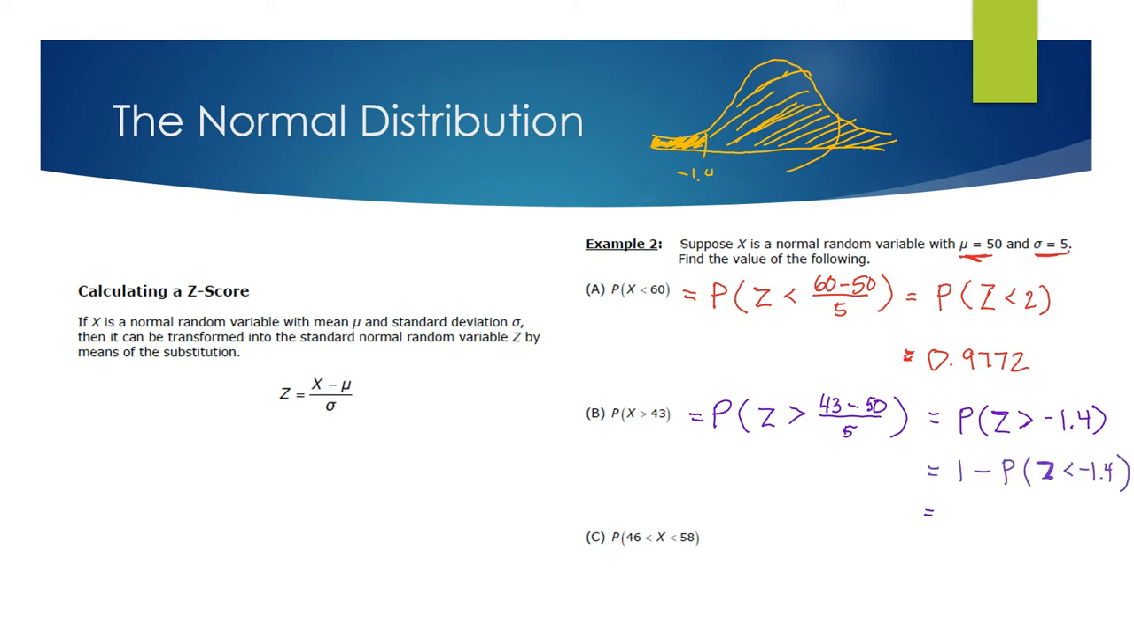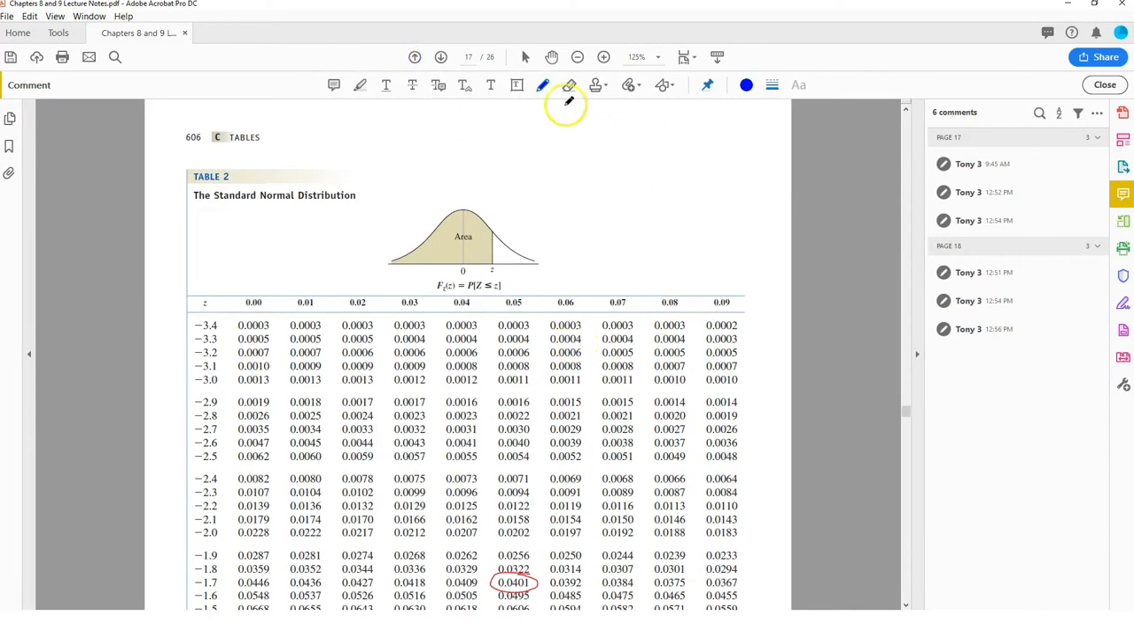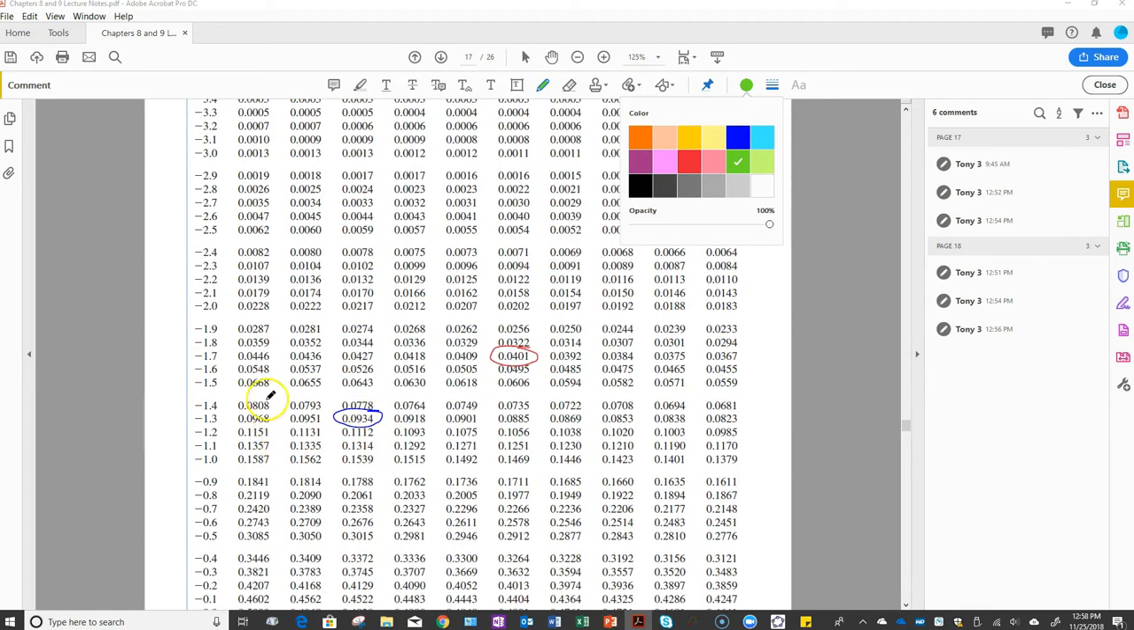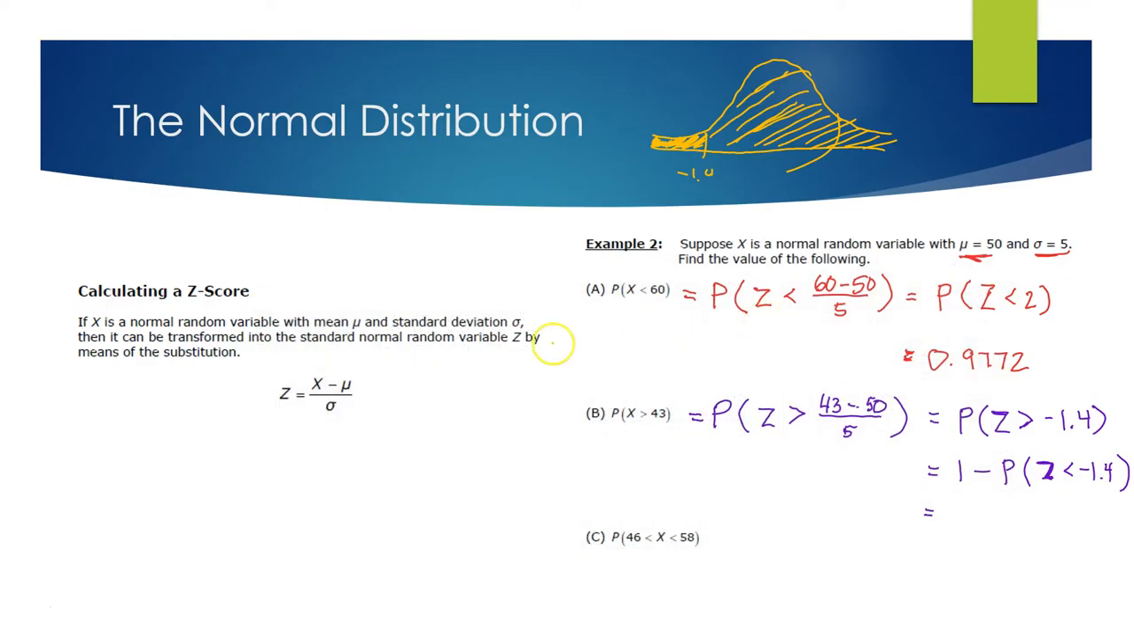So I do 1 minus the probability that z is less than negative 1.4. And so I go to the table. I want to go to the negative table, so I want to go to the first one. I'll just change it to see another color. Negative 1.4 is right here: 0.0808. So my probability is going to be 1 minus 0.0808, which is going to be 0.9192.